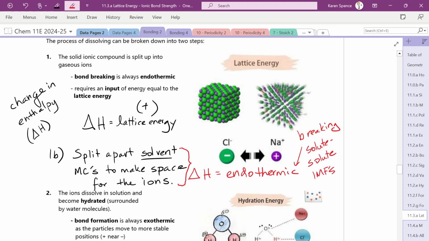What if it was water? Let's say it was water. What kind of IMFs would we be breaking? Dipole-dipole, yes. Anything else? H2O contains dipole-dipole. What else? Hydrogen bonding. Dipole-dipole, hydrogen bonding. Anything else?